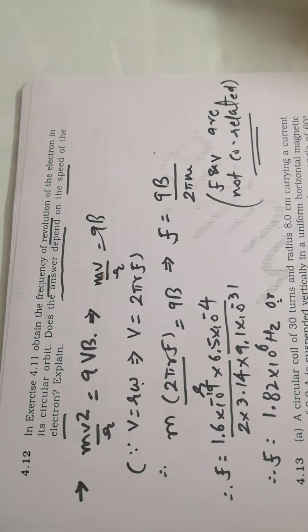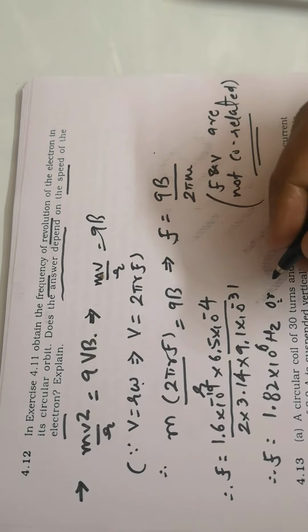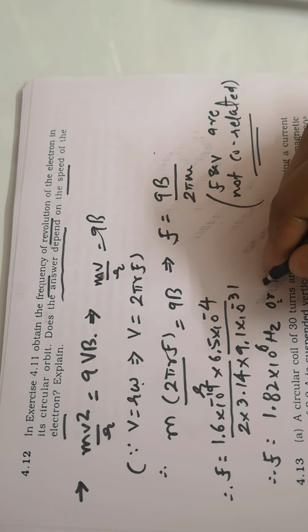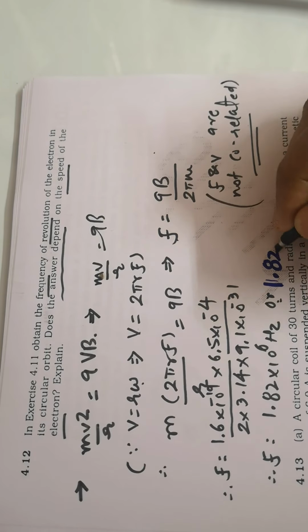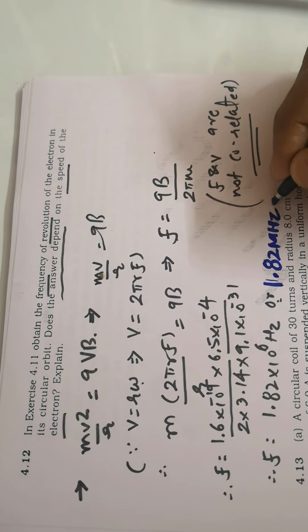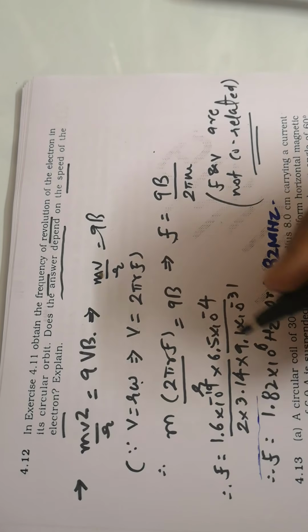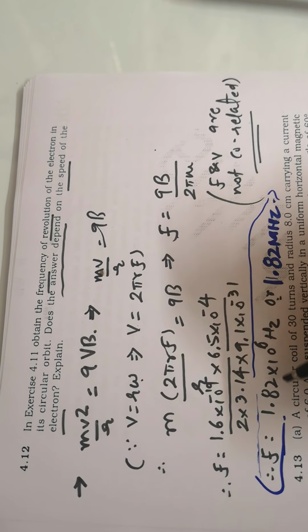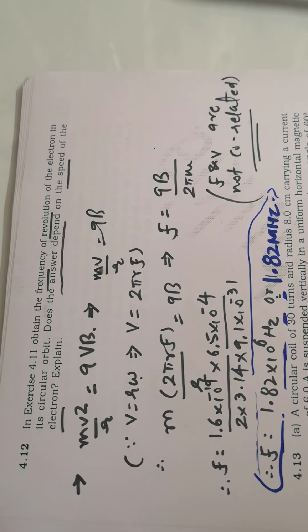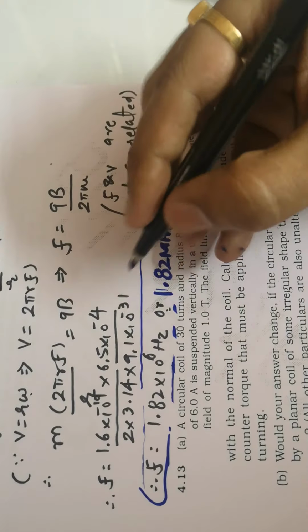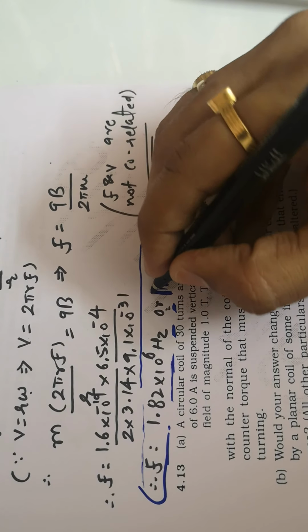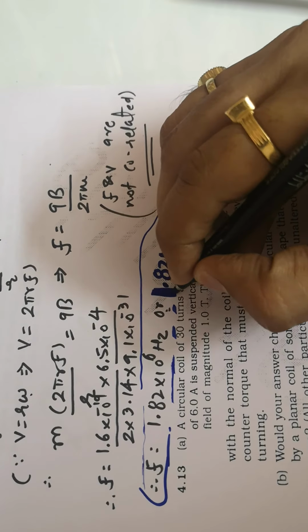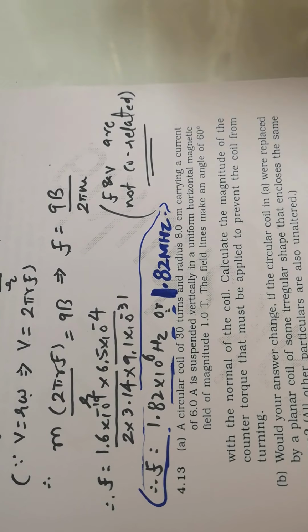or you can say that it is 1.82 megahertz. So this is how it has been derived. From this you can say that our frequency has no relationship with our velocity. So this is how you can calculate 1.82.